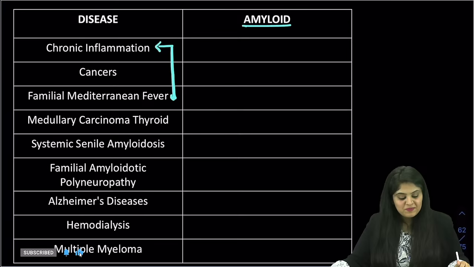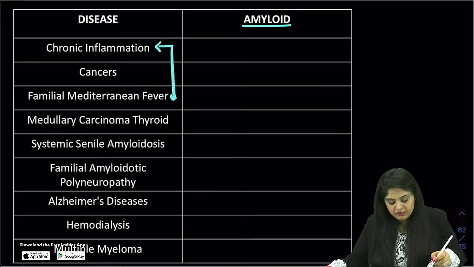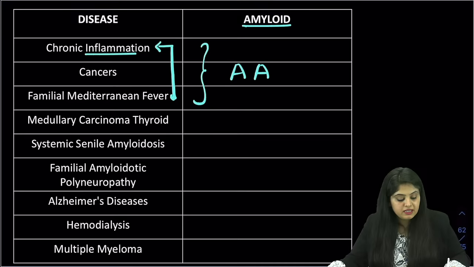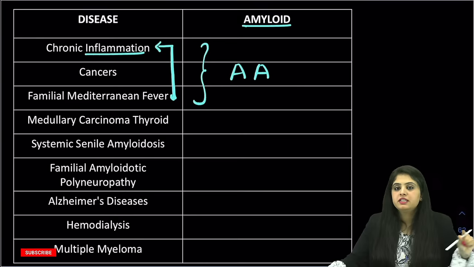Chalo, having said that, all the inflammations and cancers and fevers, all these inflammation and fever kind of things, very good, they have the AA type of amyloid. They have AA type of amyloid. Let me tell you, they say chronic osteomyelitis, chronic pancreatitis, chronic everything, anything and everything, you will say AA, except chronic bronchitis.